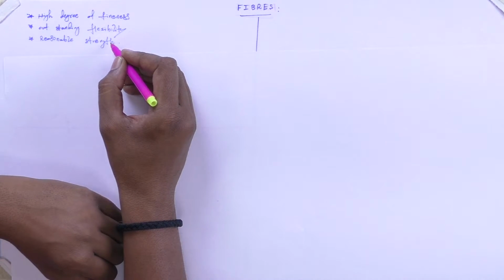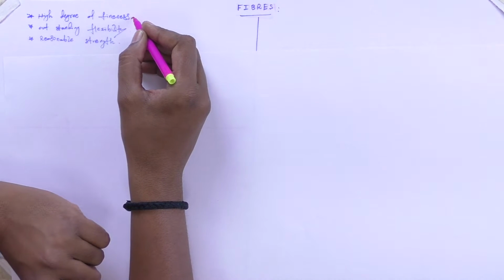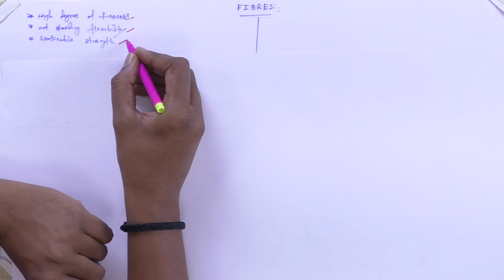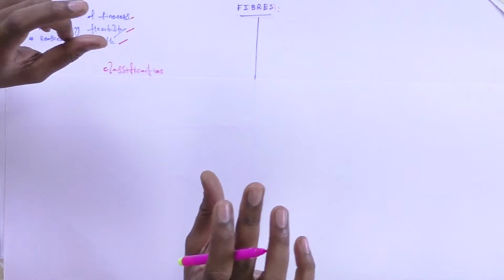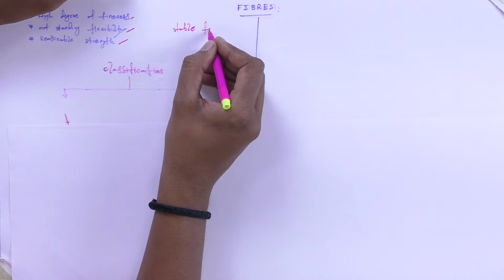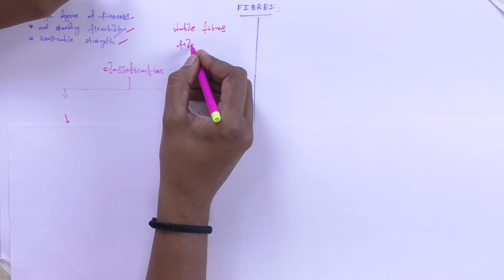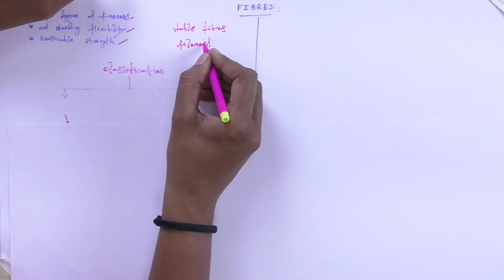Fibers are nothing but a hair-like substance with a high degree of fineness, outstanding flexibility and reasonable strength. The short fibers are called staple fibers, and the long fibers are called filaments.